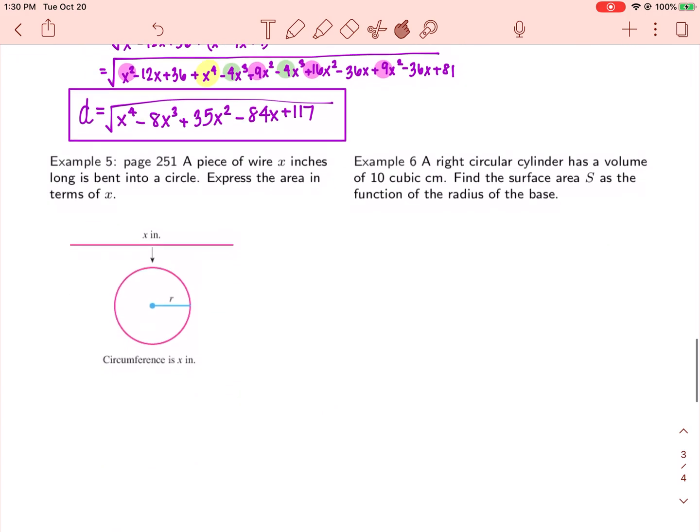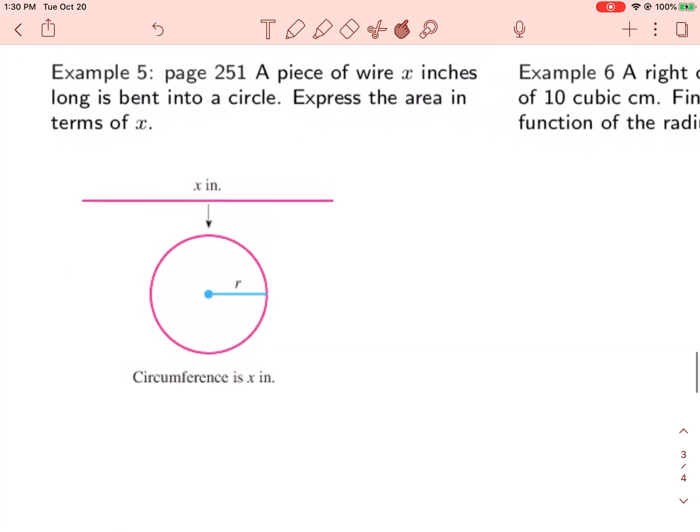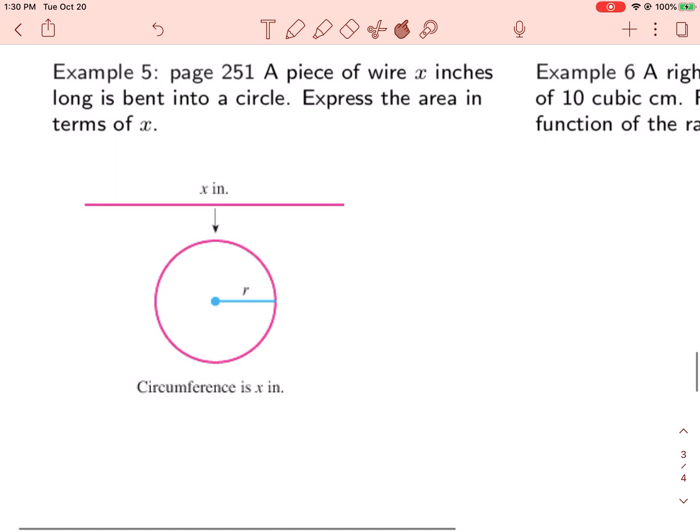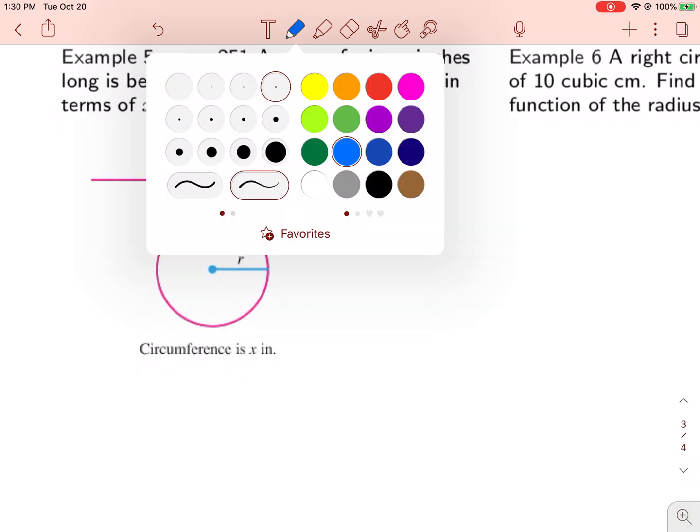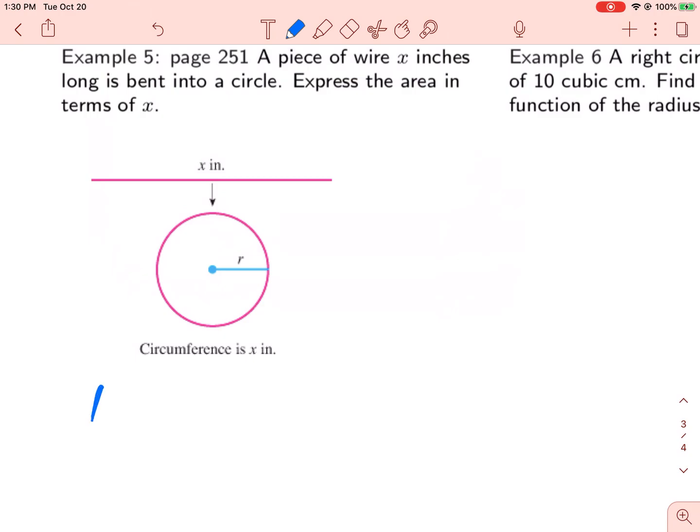Okay, number 5. This is from page 251. A piece of wire x inches long is bent into a circle. Picture already shown. You're welcome. Express the area in terms of x. Okay, so my goal: area equals, of a circle, pi r squared. But this time I don't want r. It says I want it in terms of x. So somehow r needs to be exchanged with something in terms of x.